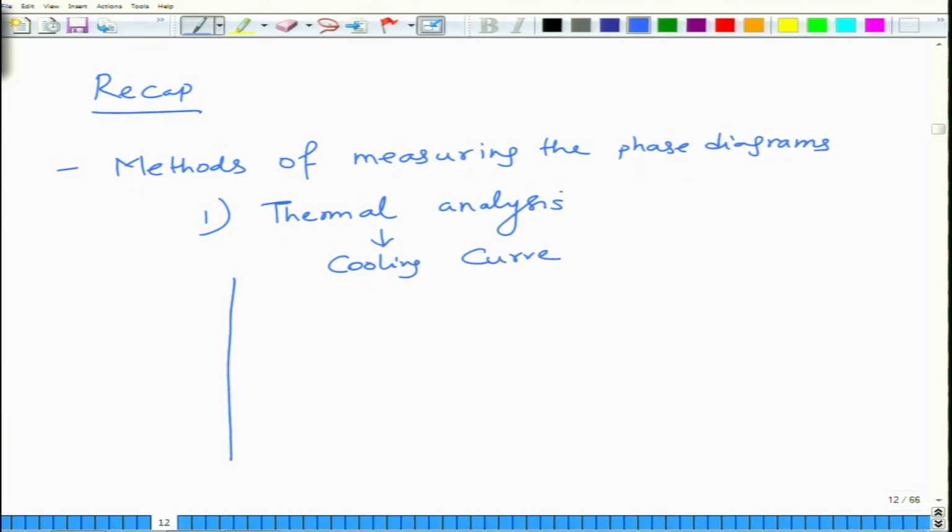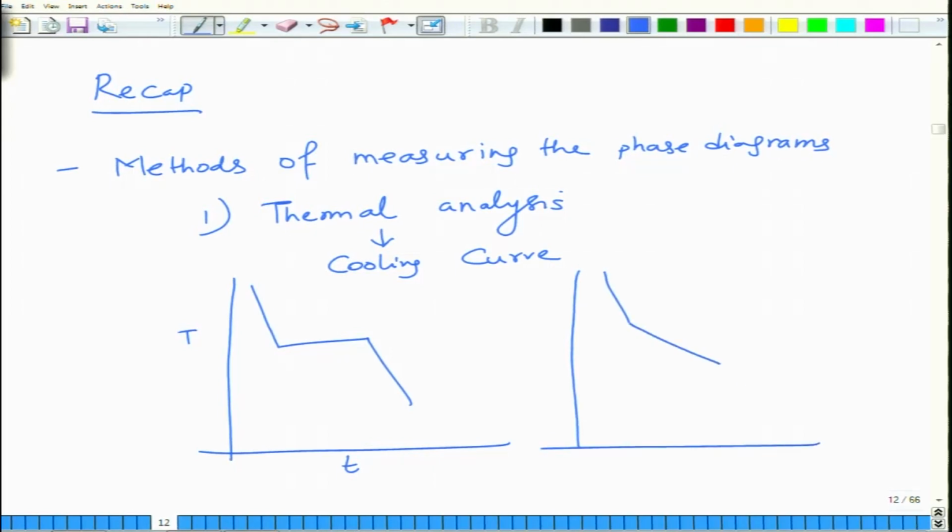These are essentially, you can have a plot like this, time versus temperature, for a pure metal, or for a two-phase region you can have something like this. So this is the onset of solidification, this is the end of solidification, so T liquidus, T solidus, and this is the melting point. That is how you measure the phase diagrams by stitching them together. So this is for a fixed composition. For example, this is pure A, this is for some AB alloy.